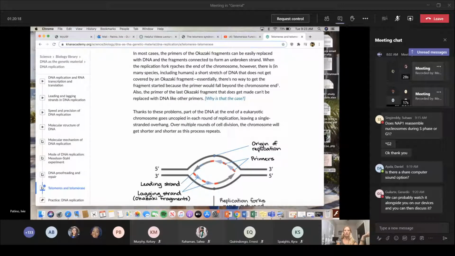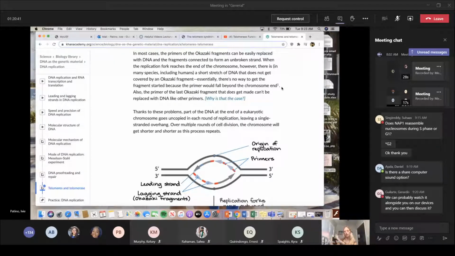When the replication fork reaches the end of the chromosome, however, in many species, including humans, a short stretch of DNA does not get covered by an Okazaki fragment. Essentially, there's no way to get the fragment started because the primer would fall beyond the chromosome end. So there's not enough space for us to add in our primer, and we know that's a problem because DNA polymerase can't self-initiate.